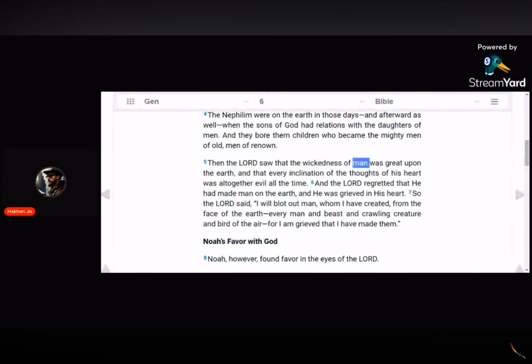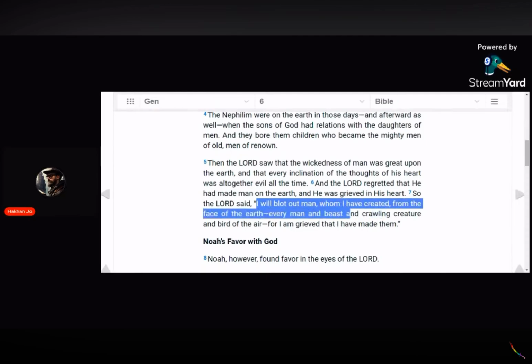The wickedness of Ha-Adam is what it talks about here. And so the Lord regretted that he had made Ha-Adam on the earth, and he was grieved in his heart. And he said, I will blot out Ha-Adam, whom I've created, from the face of the earth, all of Ha-Adam and beast and crawling creature of the air, for I am grieved that I have made them. They've been corrupted by Ha-Adam. Everything touched by Ha-Adam is wicked and evil, and so Ha-Adam is pure evil.